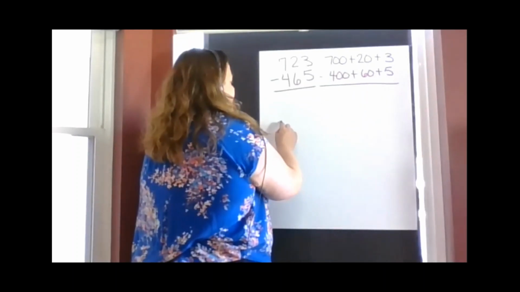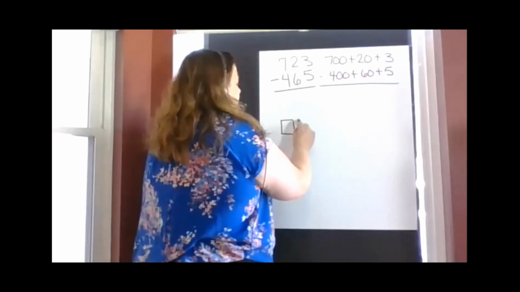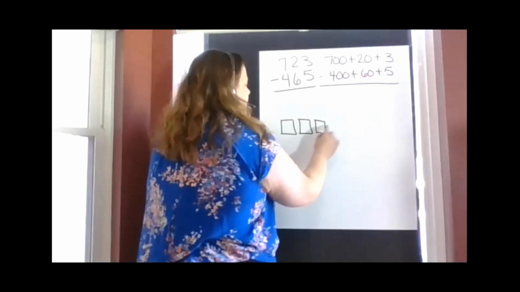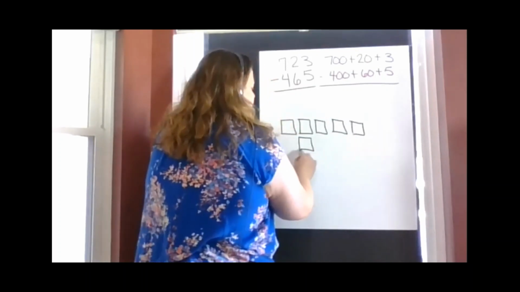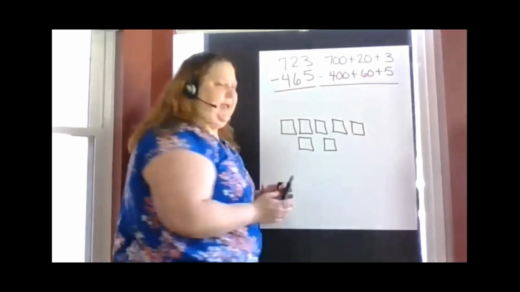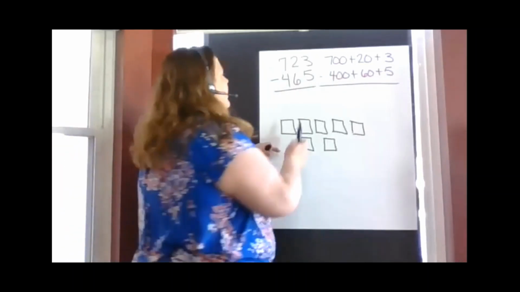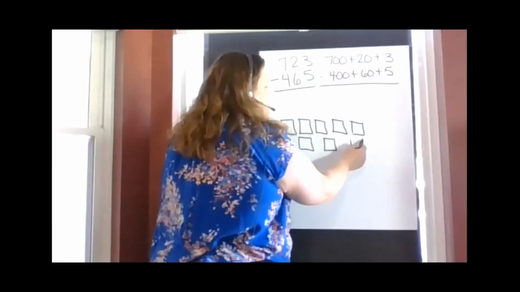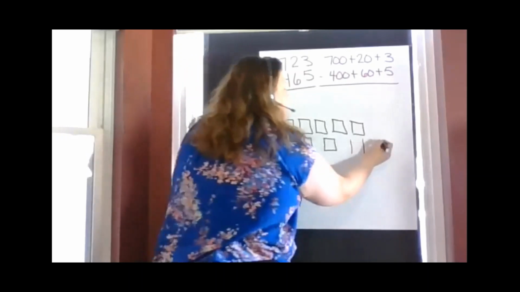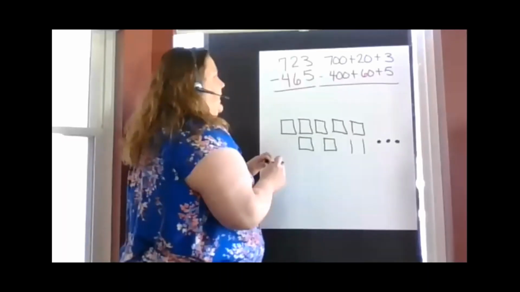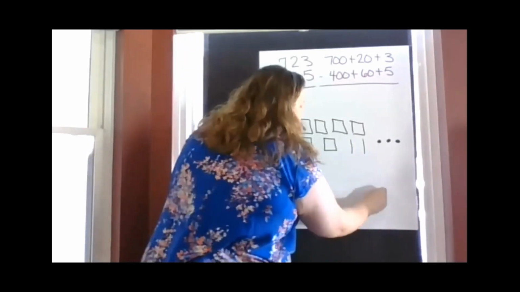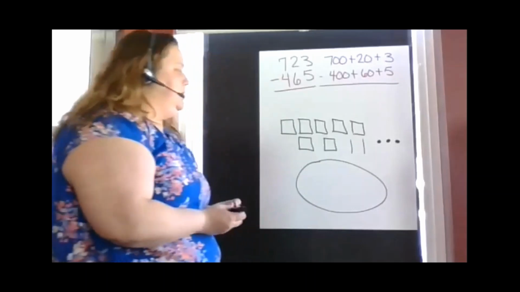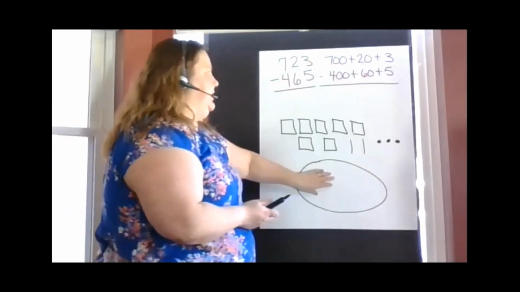So 700 looks like 1, 2, 3, 4, 5, 6, 7. So there's my hundreds plate. 20, so 2 tens, 2 longs, and 3 ones. And I need to take away the 465. So I'm going to be moving that 465 into my place that I've designated.